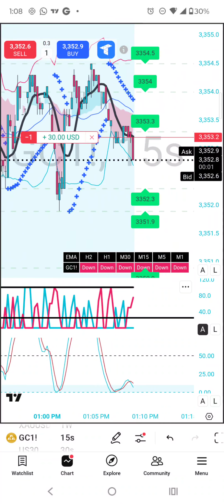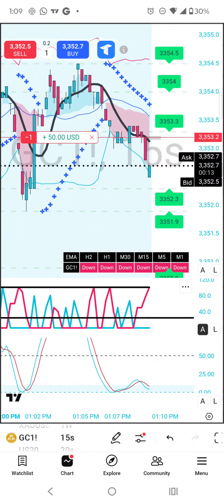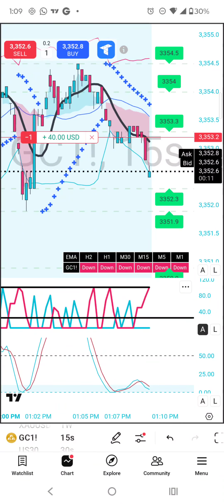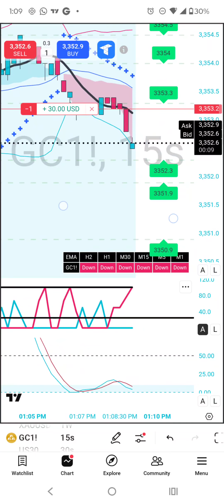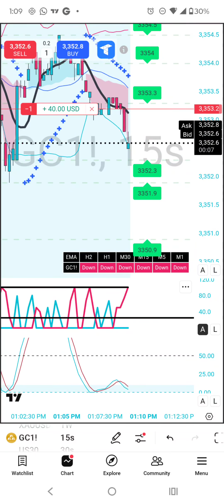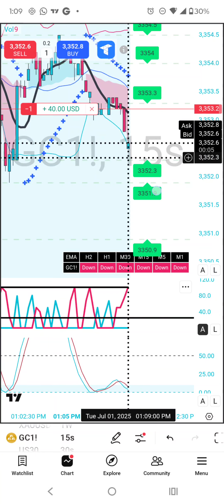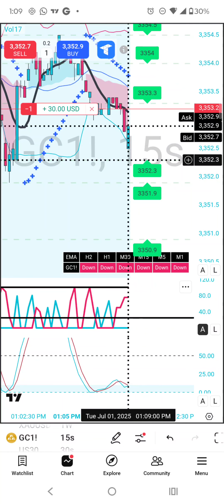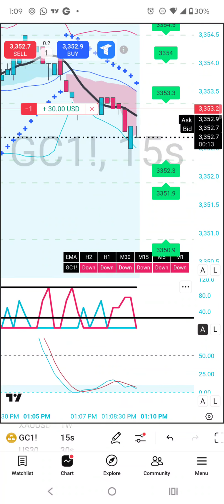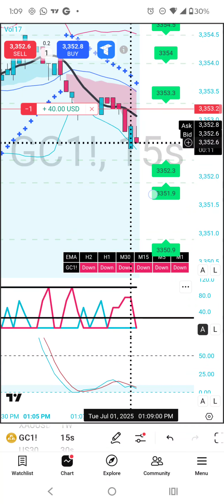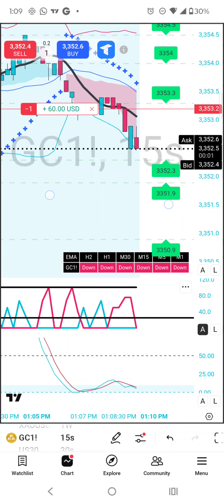There it is. Look how pristine that is. And where are we going? Probably heading down to this next one. If it doesn't do it right away, it's because of this Bollinger right here. Bollinger. I don't know how to really say it the right way, but I'll find out at some point.